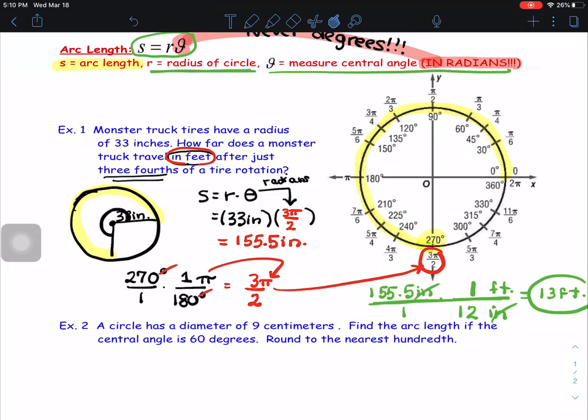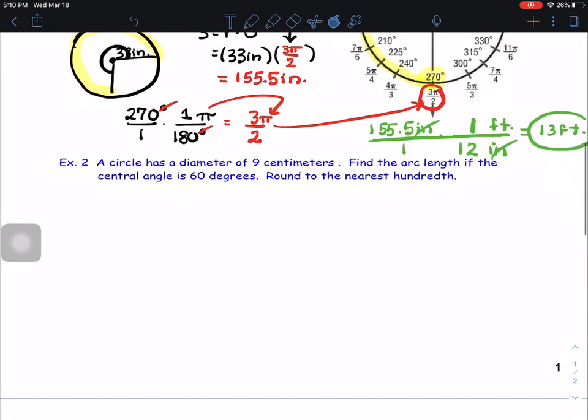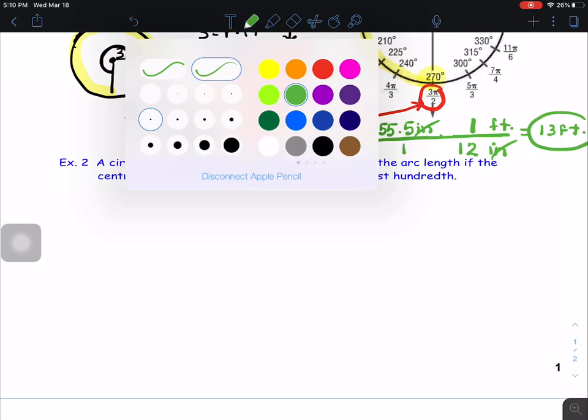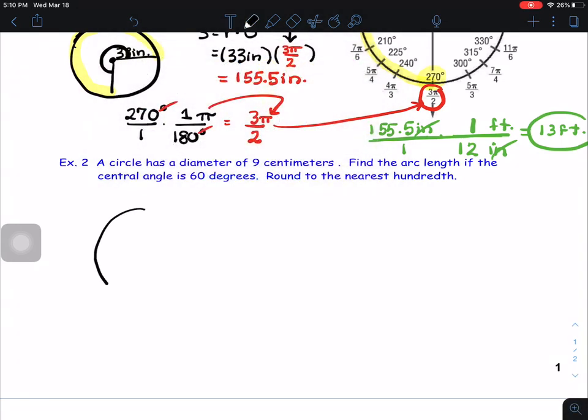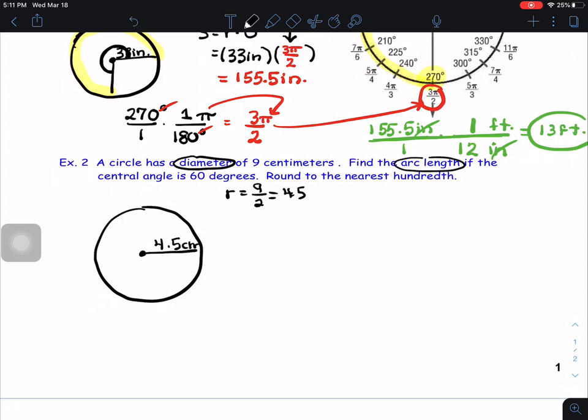Okay, let's try another one here because that one was a little bit tricky. Here in this example, we are told a circle has a diameter, be really careful, that's not a radius, the diameter of 9 centimeters. So if we want the radius, we need to cut the diameter in half. So the radius is technically 4.5 centimeters. It's asking us to find the arc length if a central angle is 60 degrees. Okay, so in other words, if I were to draw a 60-degree angle, what I'm trying to figure out is how much of the circle is being cut off by that 60-degree angle.